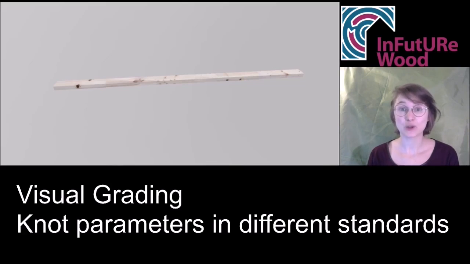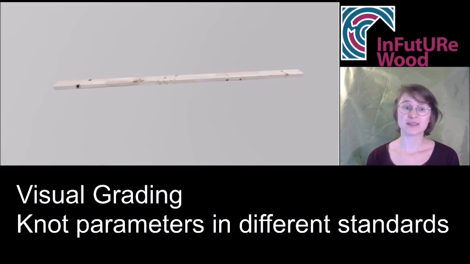Today we are looking at knot parameters in different visual grading standards. For grading there are two main ways, machine grading and visual grading. Visual grading relies on wood features as predictors for strength, stiffness and density. The features are related to the wood properties, but not necessarily directly, but both the features and the properties are related or influenced by the growth conditions and the forestry practices in a country or region.